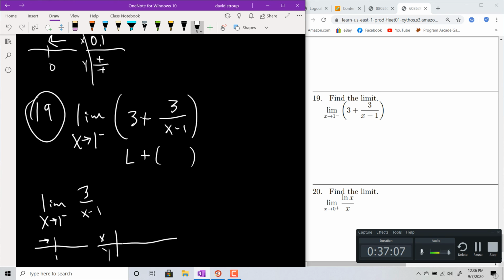Okay, so thinking numbers like 0.9. If I plug that in, I'll get a positive over a negative. So it's negative infinity. So my answer will be negative infinity.